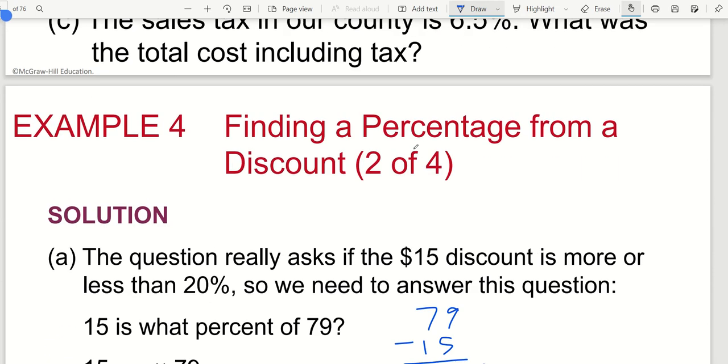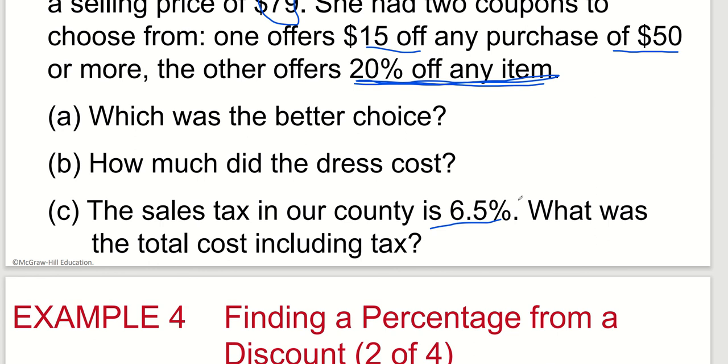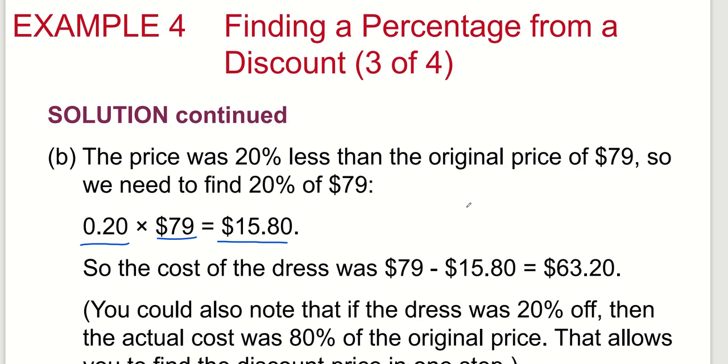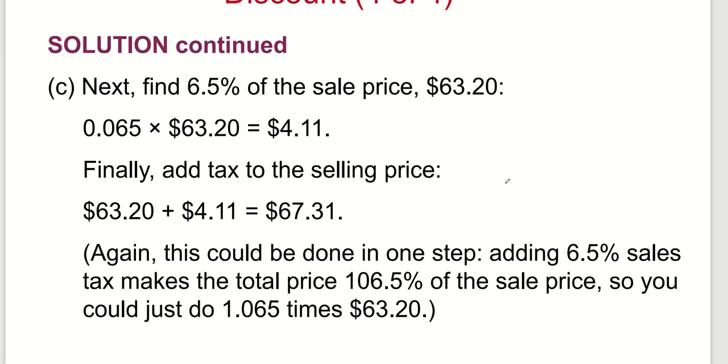There's a follow-up part to this. It says, let's suppose that the sales tax at this particular place of purchase is 6.5%. What would be the total cost of the dress, including the sales tax? From our previous answer, we already know that we're going to be paying $63.20 as the price of this dress.